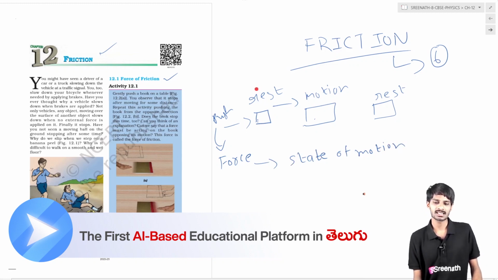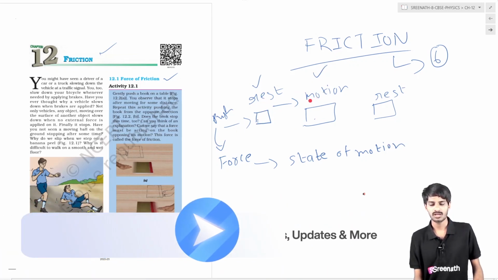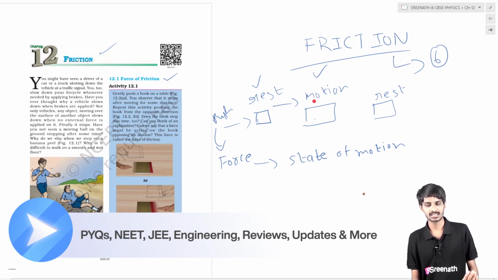Here the book is in the state of rest. Here the book is in the state of motion. So what happens when we apply the force? It changes the state from rest to motion. Why is its state changed? Because we have applied some force. Until now it's okay.